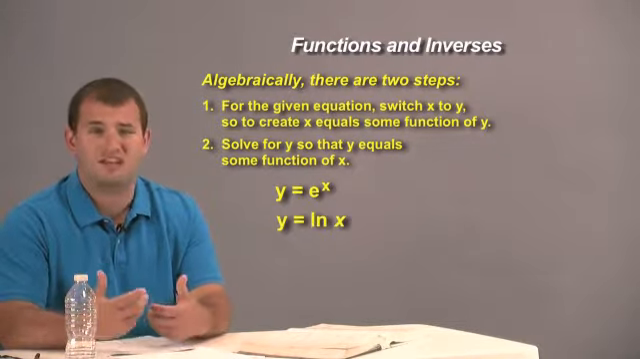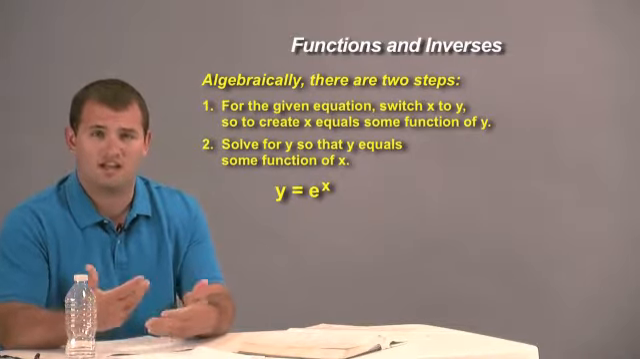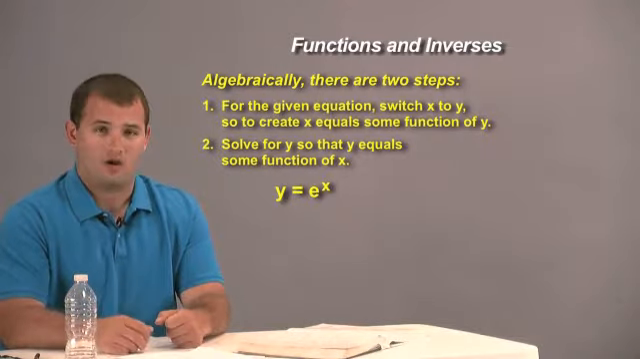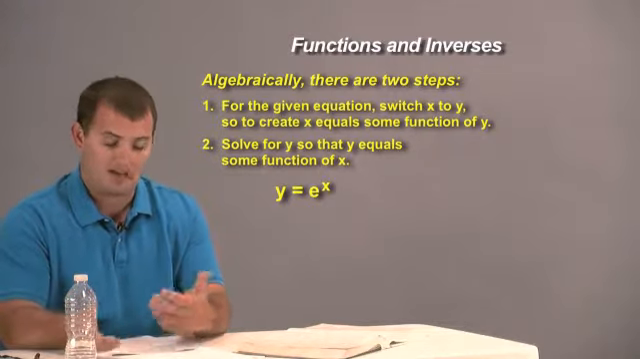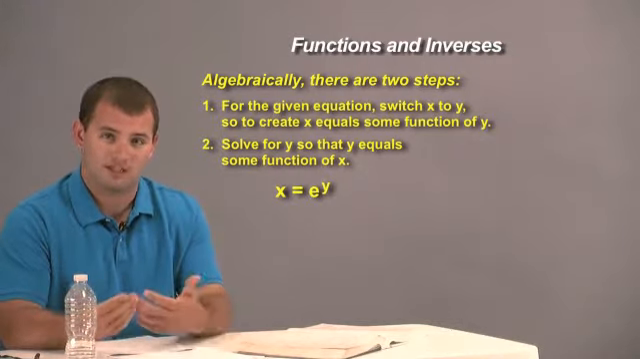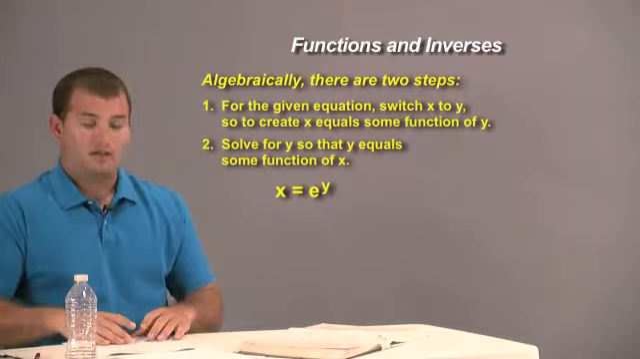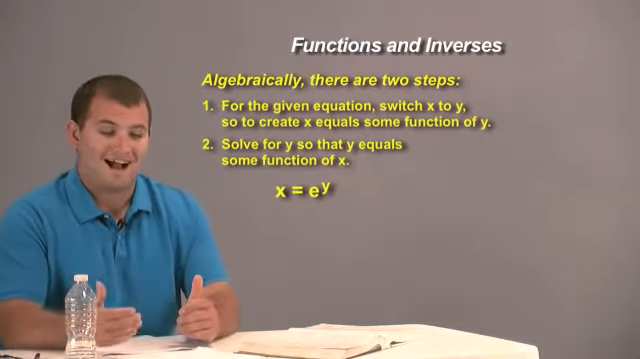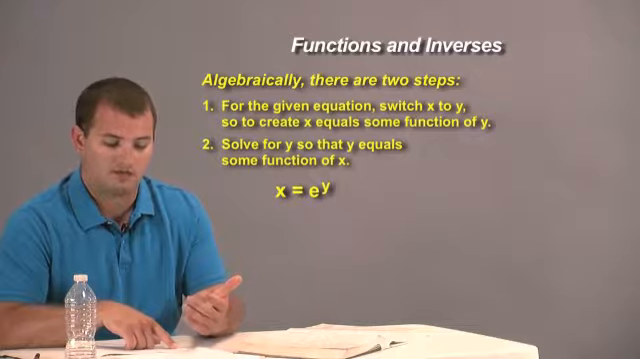First, we want to find the inverse of y equals e to the x, and algebraically it should end up being y equals the natural log of x. Step 1, we want to switch the variables, so y equals e to the x becomes x equals e to the y. We've just flipped the variables, we've just interchanged them. Step 2, solve for y. We want to isolate the y, we want to bring it down.